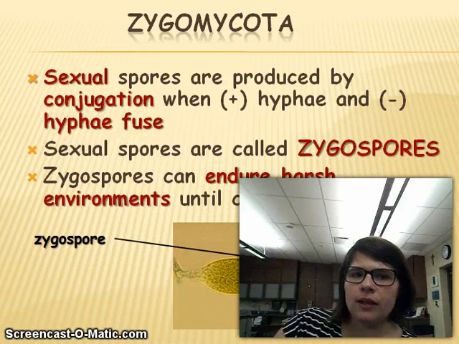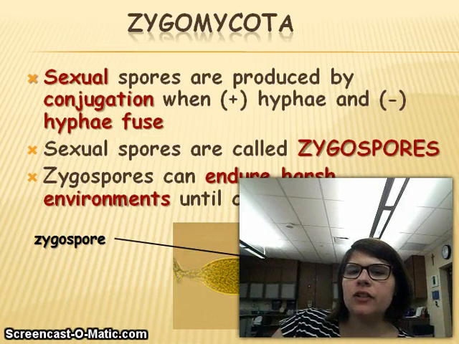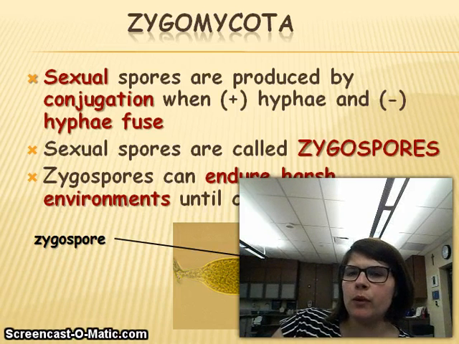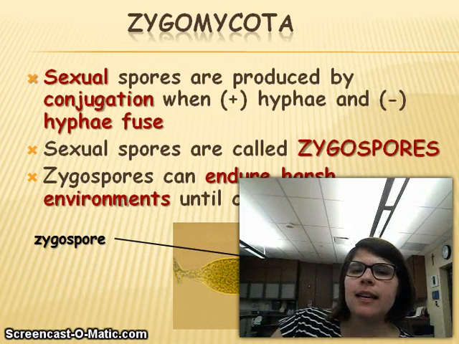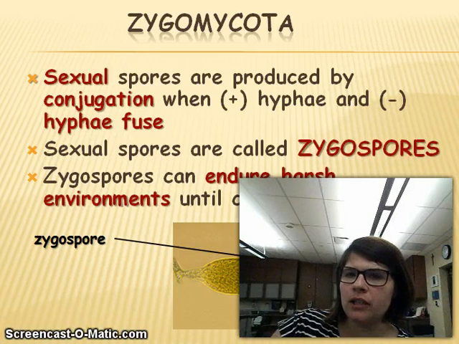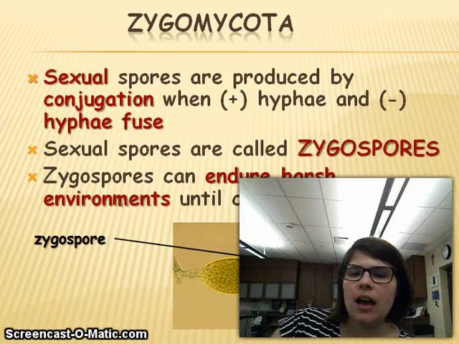So continuing on with this Zygomycota, sexual spores are produced by conjugation when plus and minus hyphae fuse. So remember, no male or female here, it's just using plus and minus. And sexual spores are called zygospores. Zygospores endure harsh environments. Remember, we go through sexual reproduction when we go into a harsh area and there's not enough moisture, there's not enough nutrition, and then we're going to fuse using this hyphae conjugation.